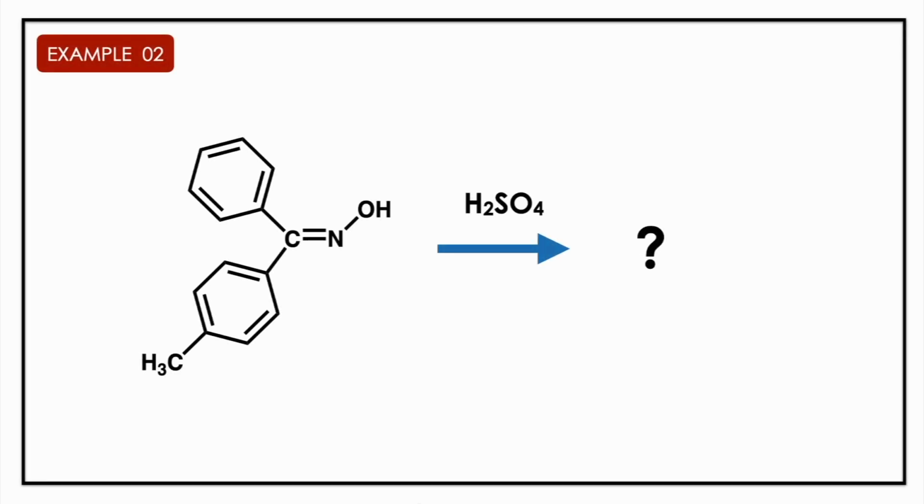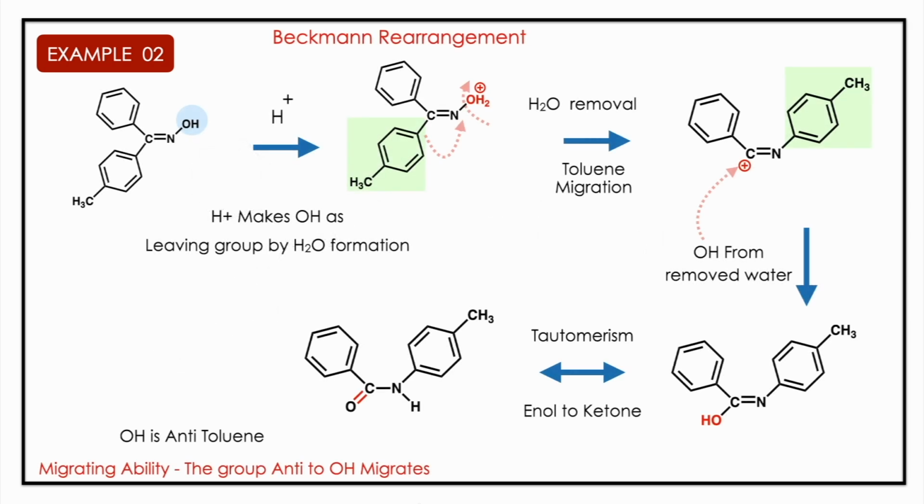Then the next example, you have an oxime. One side you have benzene, another side you have toluene. You are using sulfuric acid. You should find what will be the final product. Here by looking at the oxime, you might realize it's a Beckmann rearrangement. As acid attacks the oxime, you have H2O, a good leaving group. The trans group is the migrating group, because the anti group migrates; the anti group is the toluene group.